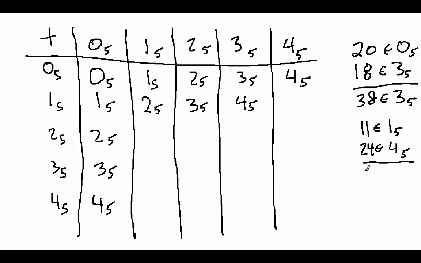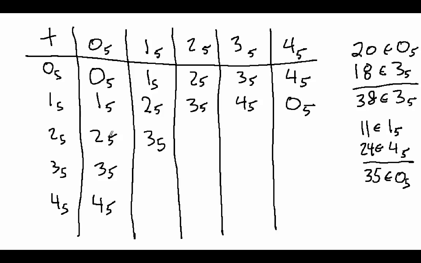Well, 24 plus 11 is 35. And 4 plus 1 is 5. But 5, when I divide it by 5, has a remainder of 0. That's contained in 0 sub 5. So this is 0 sub 5 over here. Wow, this is kind of cool. So I think you can see the pattern here.